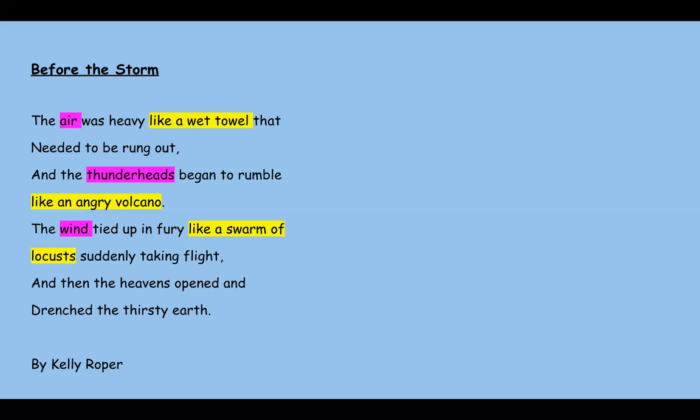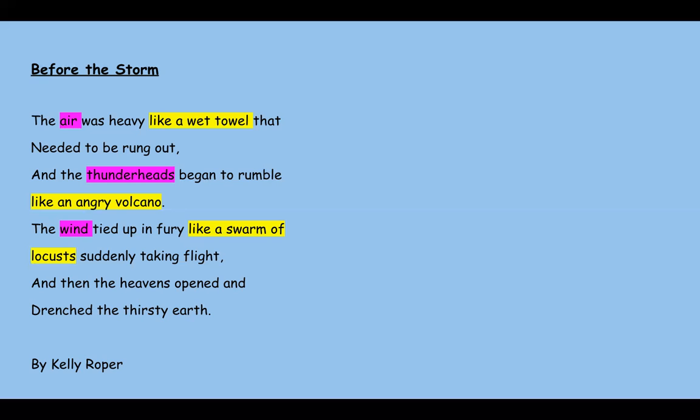So if you like, they go hand in hand, they're partners. So air and like a wet towel go together. The poet has used the simile, like a wet towel, to describe the air. Thunderheads, the poet has used like an angry volcano to describe the thunderheads. And similarly, the poet has used the simile, like a swarm of locusts, to describe the wind. And hopefully you'll notice, you might want to even pause this and read this poem again to yourself to notice and think about the images that those similes conjure up in your mind's eye as you are reading.